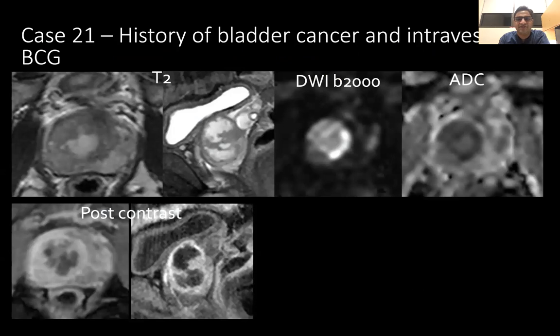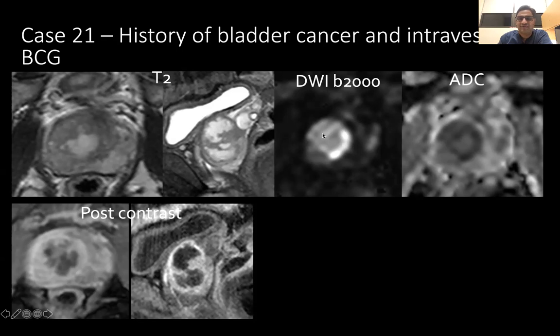And this is a patient with history of bladder cancer, intravesical BCG obtained outside the country in Saudi Arabia, and now comes here with the MRI of the prostate. And so here we can see that on the T2 weighted imaging, we have a necrotic appearing mass in the whole of the prostate, mostly on the right side, extending to the left. And there are a lot of cystic areas.